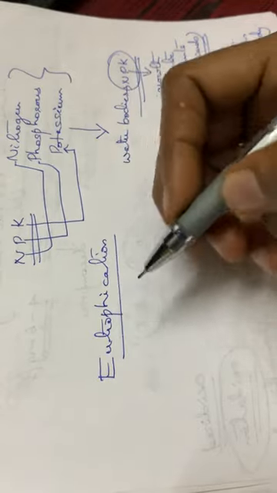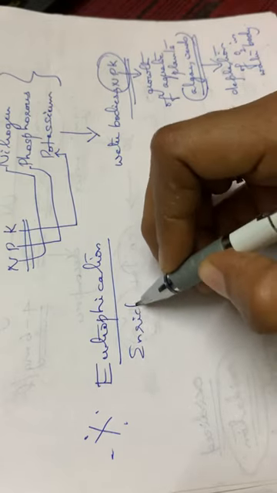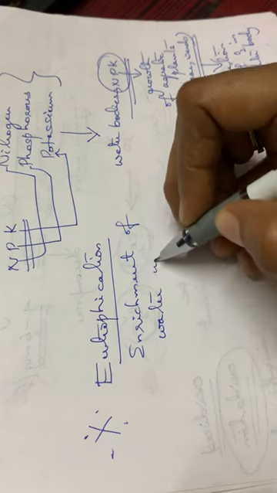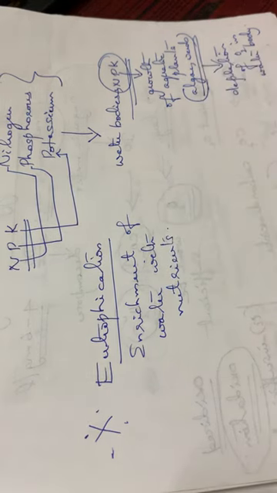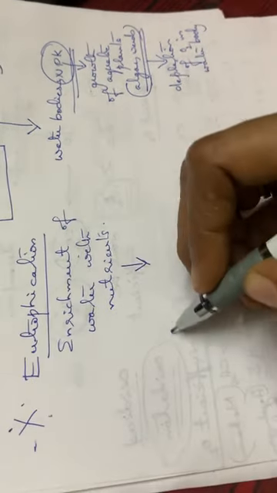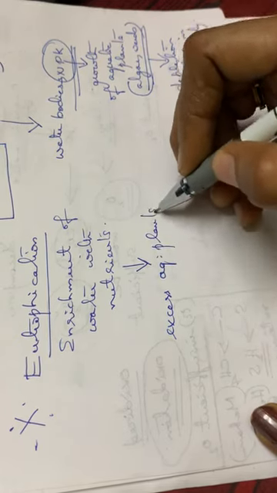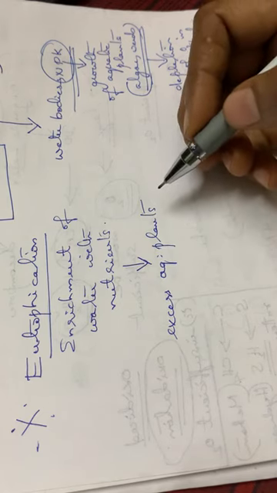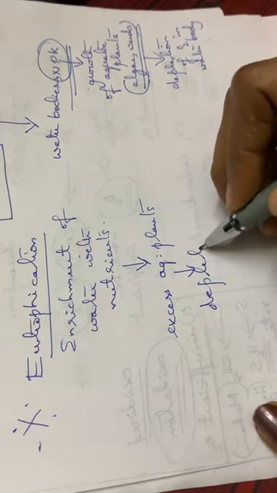The term eutrophication is very important. Eutrophication means the enrichment of water with nutrients. As a result of this eutrophication, excess aquatic plants will be growing in the water bodies, and gradually these aquatic plants will be decaying after their lifespan, isn't it? This decaying leads to depletion of oxygen in that particular water body.